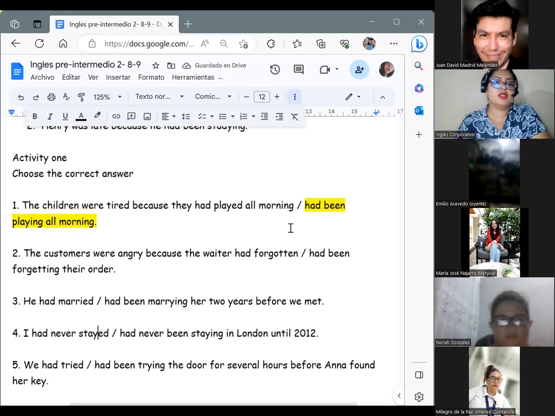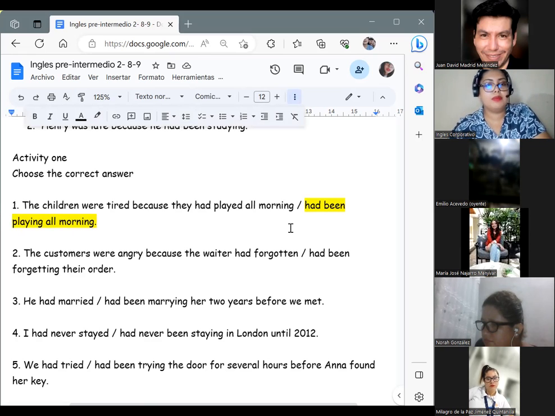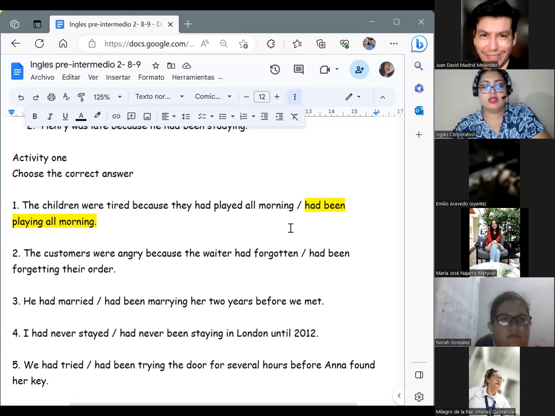Second one, the customers were angry because the waiter had forgotten the order. Or the customers were angry because the waiter had been forgetting their order. It's the same. The second one? Yeah. Okay. I think.